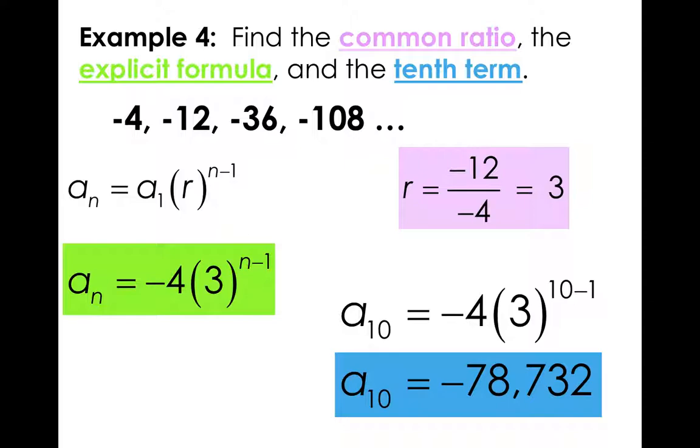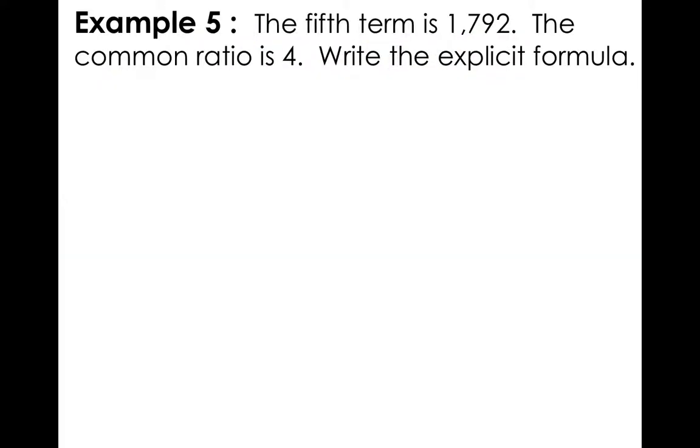All right, let's look at a word problem. The 5th term is 1792. The common ratio is 4. Write the explicit formula for it. I'll give you a minute or so to work with that.